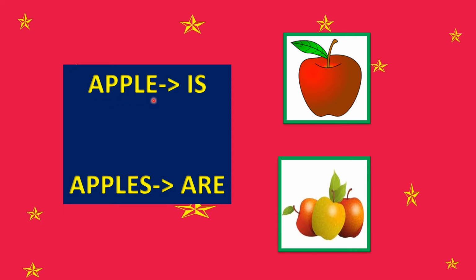A-P-P-L-E, apple. Here, no S means one apple. That's why we will use is. Okay? See, A-P-P-L-E, apple. In apple, no S is there. That means one apple. That's why we will use is. Okay, children?